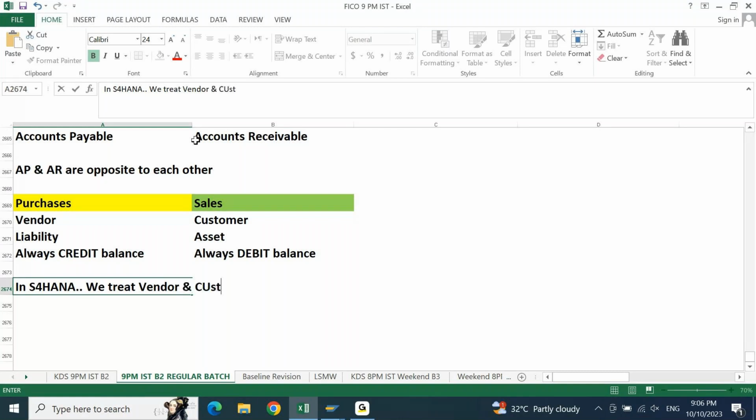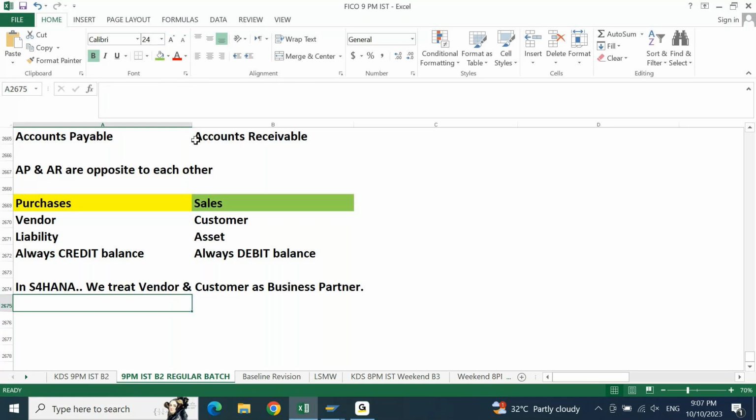In S4HANA, we treat vendor and customer as business partner. When you talk about business partner, first we need to understand what is business partner. After that, we need to understand what is customer, what is vendor.